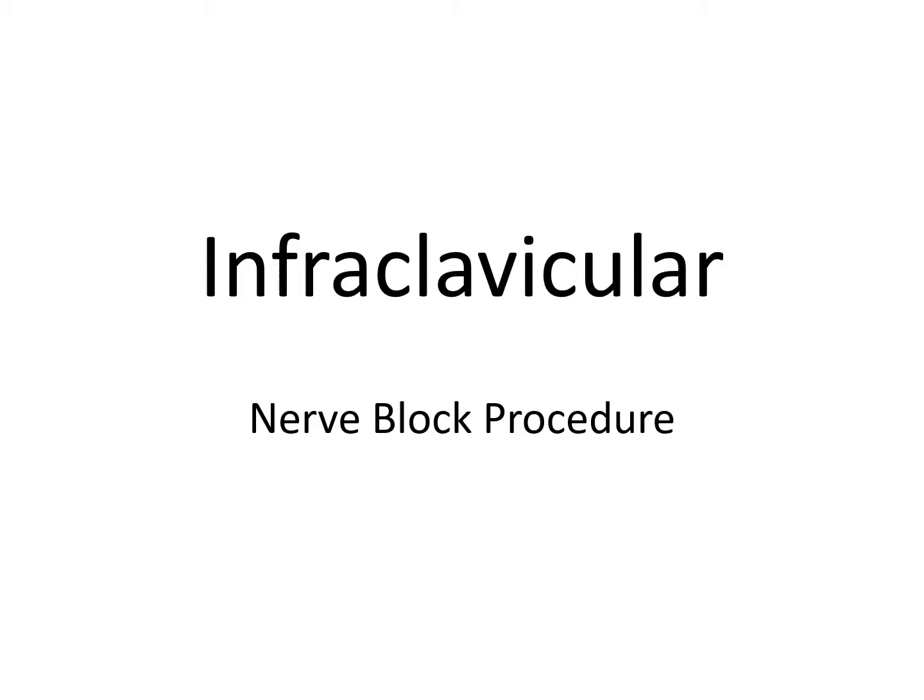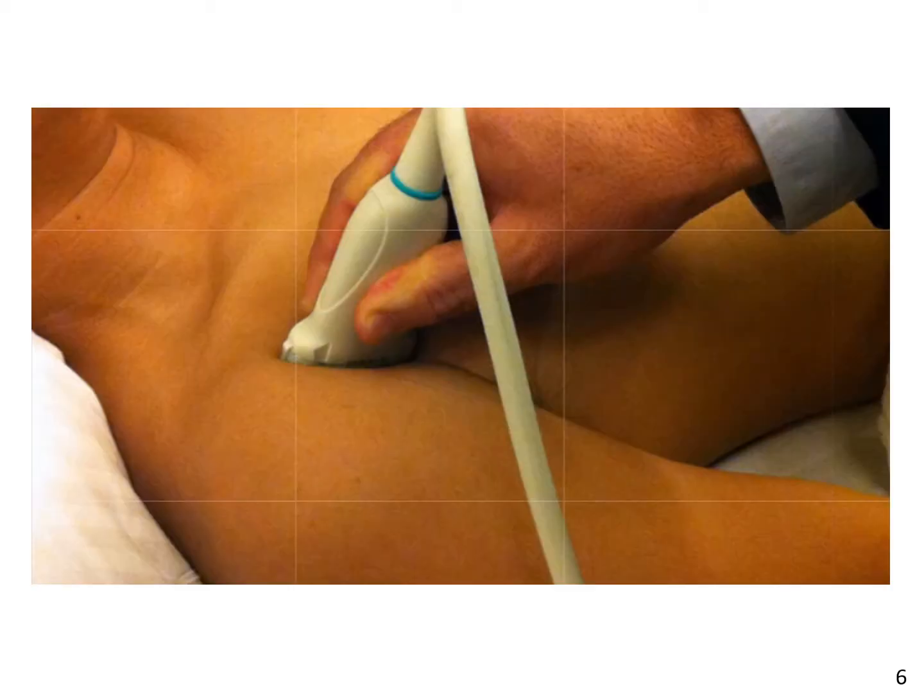The last technique that we will discuss is the infraclavicular approach to the brachial plexus nerve block. To visualize the anatomy and the landmarks needed to perform the infraclavicular brachial plexus nerve block, the ultrasound probe is placed perpendicular to the clavicle, and scanning medial to lateral, you are attempting to identify the axillary artery in its short axis.